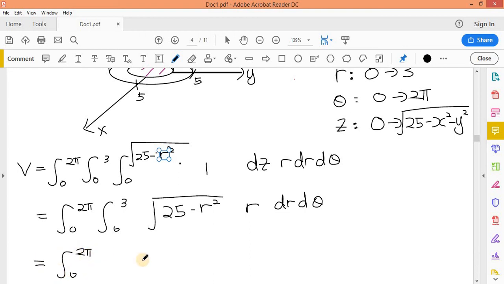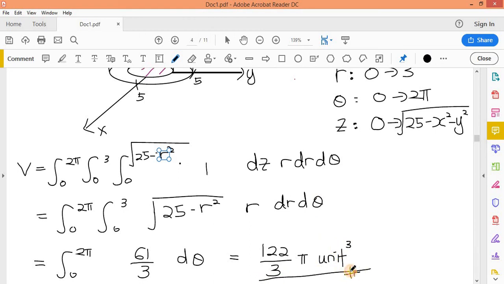So you can press your calculator for answer. Your answer is 61 over 3 d theta, and it will be 122 over 3 pi unit cube. So this one will be your answer.